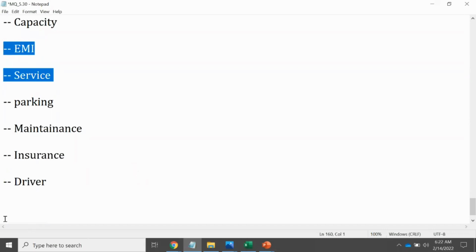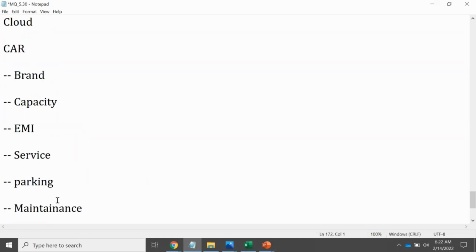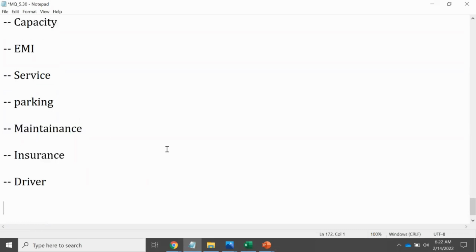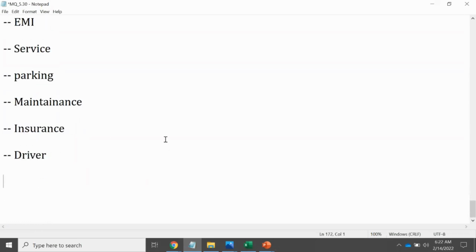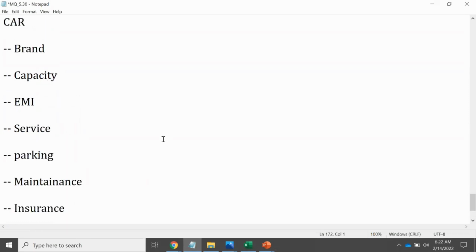Okay. Now come to this one. So when you are purchasing, if down the line, based on your requirement, you want to increase the seating capacity, again what you have to do, you have to sell your old car and then you have to purchase a new one, right? That is a different story.